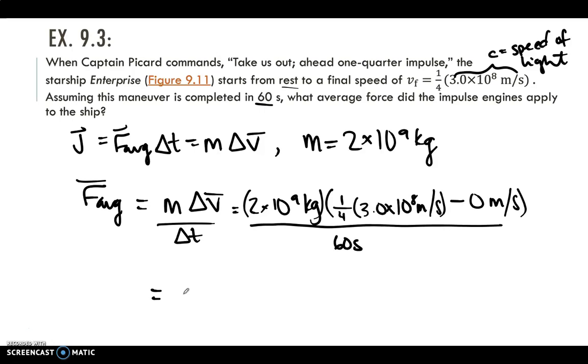We have 2 times 10 to the 9th times 1/4 times 3 times 10 to the 8th, and we'll divide that by 60 seconds. So we get a force of 2.5 times 10 to the 15 newtons. Okay, so to get the Enterprise moving that fast, 1/4 times the speed of light, it takes 2.5 times 10 to the 15 newtons.